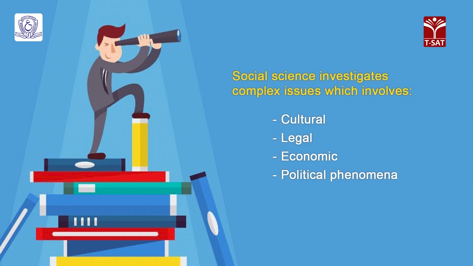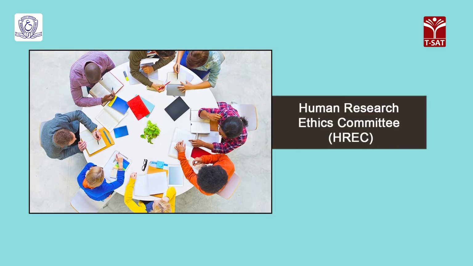Social science research has long been concerned with ethical issues. Social science investigates complex issues which involve cultural, legal, economic and political phenomena. This complexity means that social science research must concern itself with moral integrity to ensure that the research process and findings are trustworthy and valid. Research involving human subjects or participants is required to show respect for ethical issues by obtaining approval from the institution's Human Research Ethics Committee (HREC) prior to commencement.